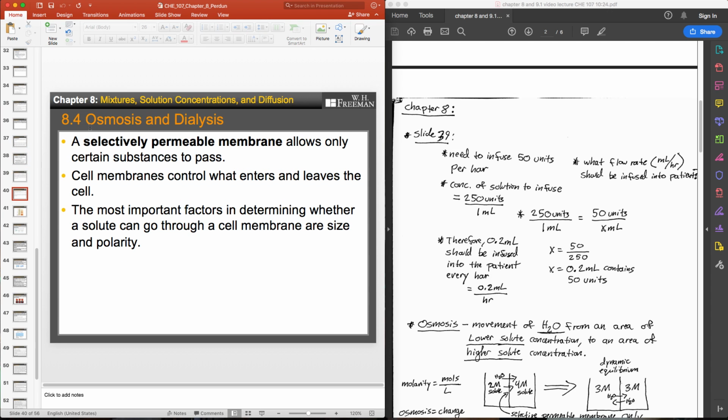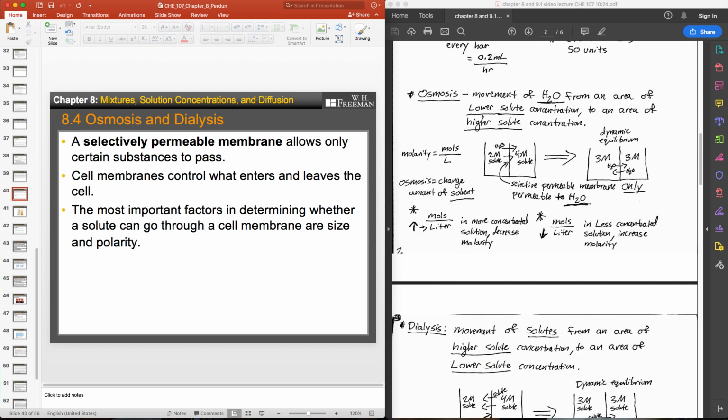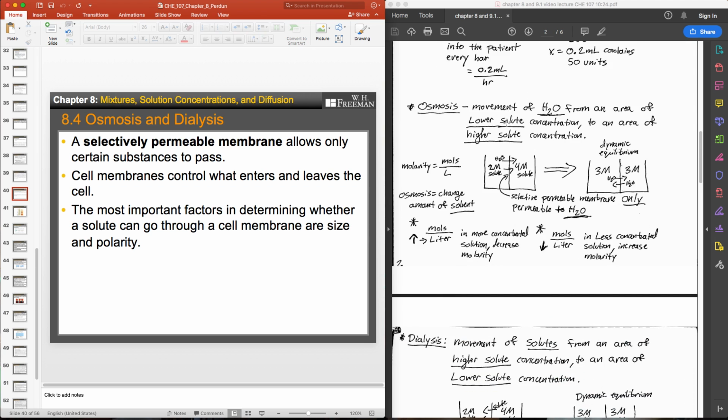And so the next part, 8.4, which is kind of like the last part of chapter 8, we're talking about osmosis and dialysis. Osmosis is a little bit different than dialysis, but there are a few similarities. Over on the right of the screen, you can see I've defined osmosis. It's the movement of water from an area of lower solute concentration to an area of higher solute concentration. When we're talking about osmosis, we're really talking about water.